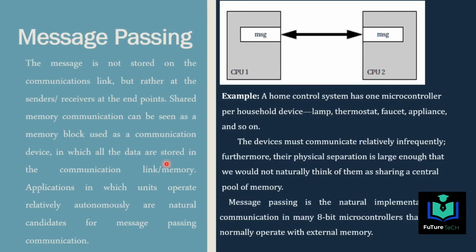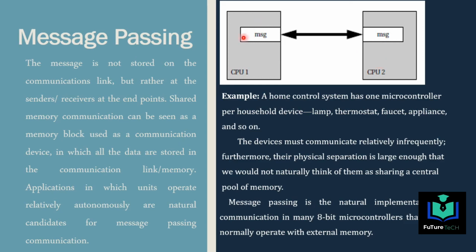The next concept is message passing. Message passing also comes under inter-process communication. The message is not stored on the communication link, but rather at the sender's and receiver's endpoints. It is also like a buffer. This shared memory communication can be used as a memory block to pass the message as information, in which all the data are stored in the communication link or the memory.